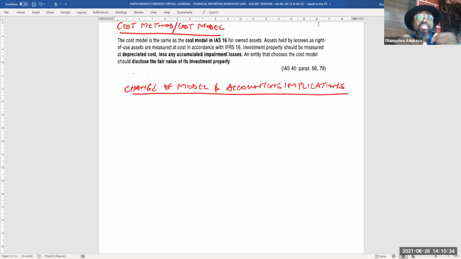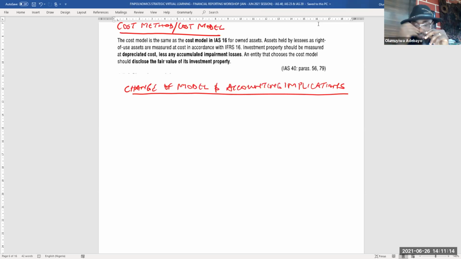You have to remeasure at fair value. And any fair value gain or loss recognized as a result of the difference between the carrying amount prior to the change of the model, and the fair value you carried out at the point of the new model, the difference will be reported in profit or loss. And subsequently, you comply with the requirements of IAS 40 with respect to fair value model.